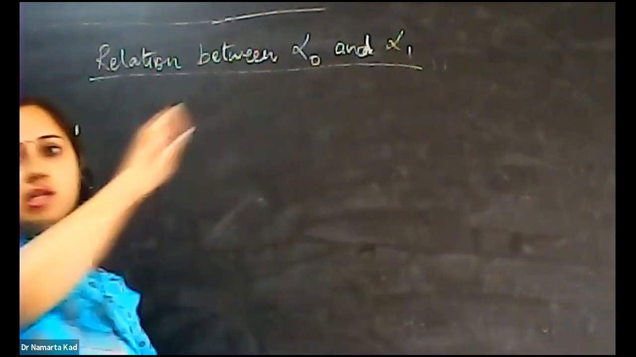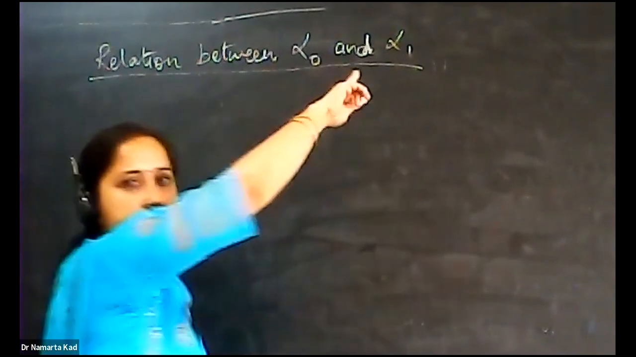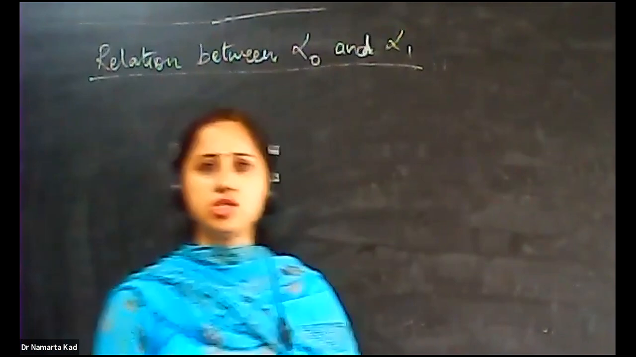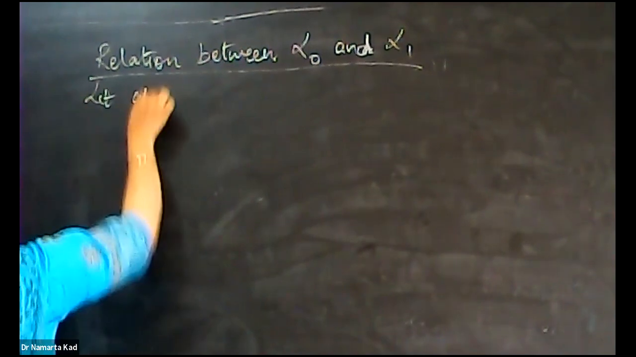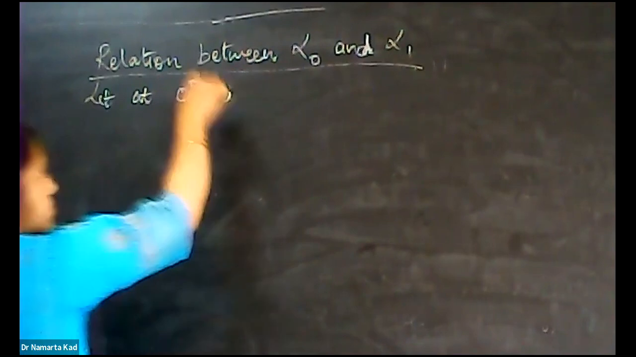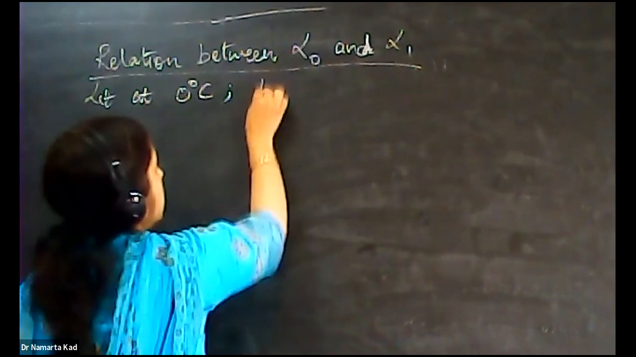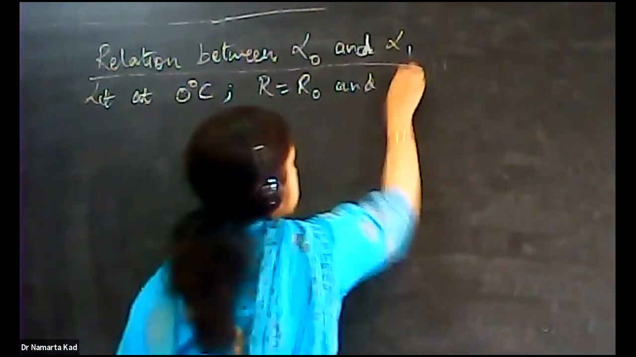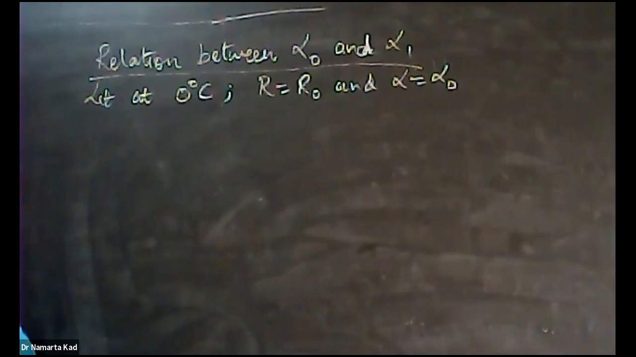Alpha naught is the temperature coefficient of resistance at 0 degree C, and alpha 1 is the temperature coefficient of resistance at any temperature T1 degree. Okay, so starting, let at 0 degree C, R is equal to R naught and alpha is equal to alpha naught. These are the symbols we are going to use at 0 degree C.